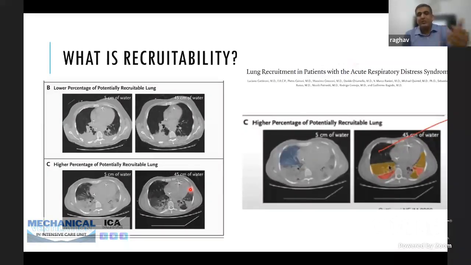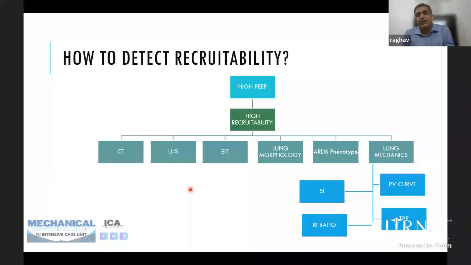But this was a study done with CT scan, and this was an investigational study. CT scan cannot be done for every patient of ARDS, and it is not possible to take cuts at low PEEP, at high PEEP, and at various levels. So the CT scan is the gold standard of testing whether the patient has a recruitable lung or not, but it is not practically possible. So what are the other methods by which we can check recruitability? I will talk about those methods.